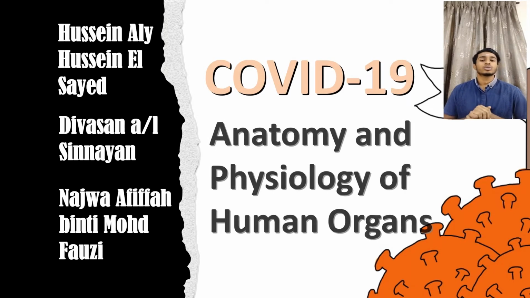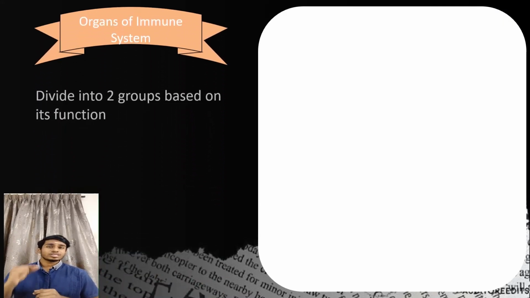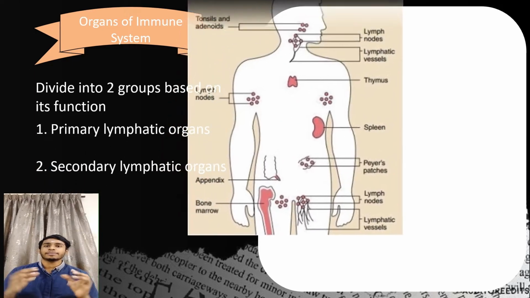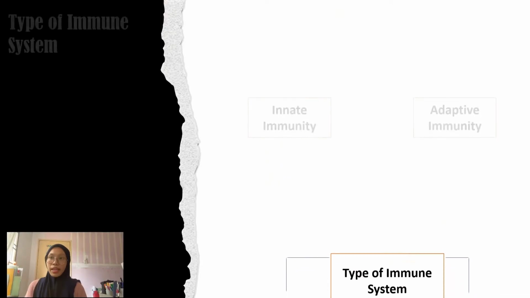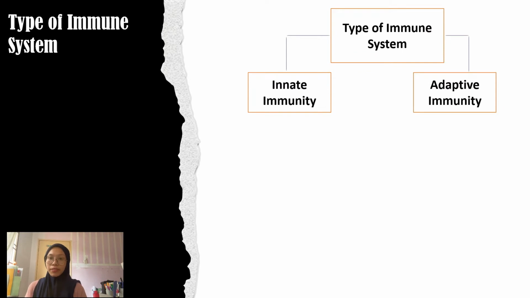Today I want to talk about COVID-19 and the anatomy and physiology of human organs. Let's see the organs of the immune system. The immune system gives the host more flexibility in reacting with the environment and with itself. Homeostasis management. The immune system has two types, which are innate immunity and adaptive immunity.